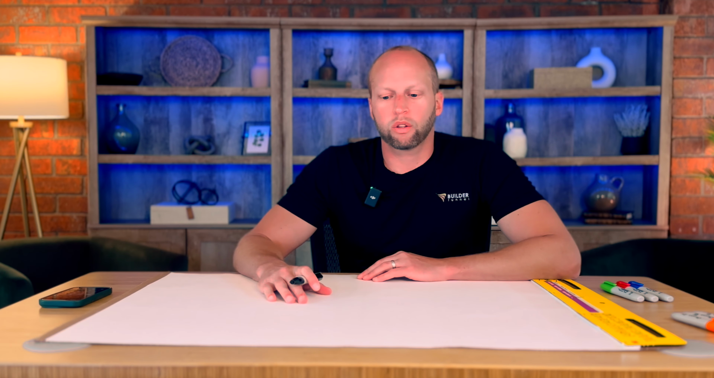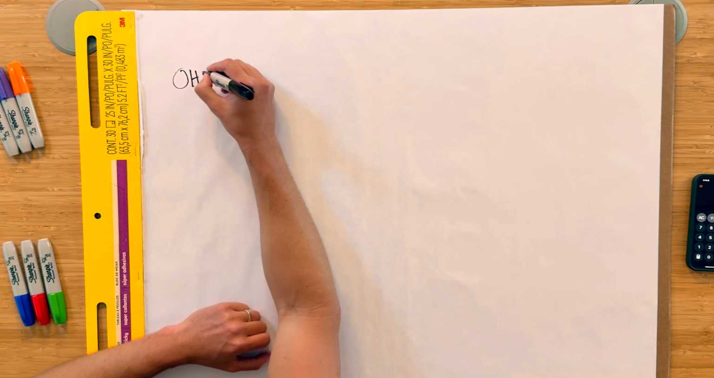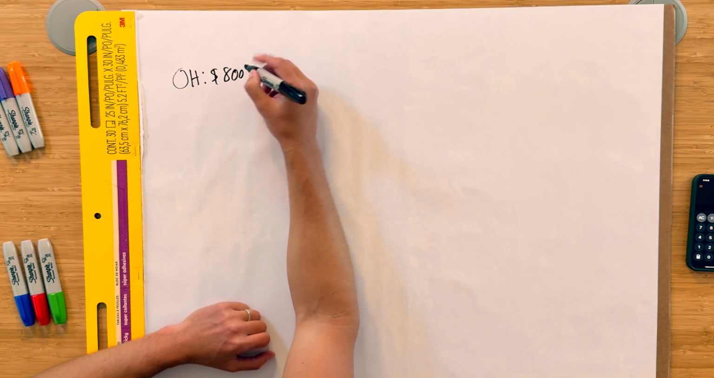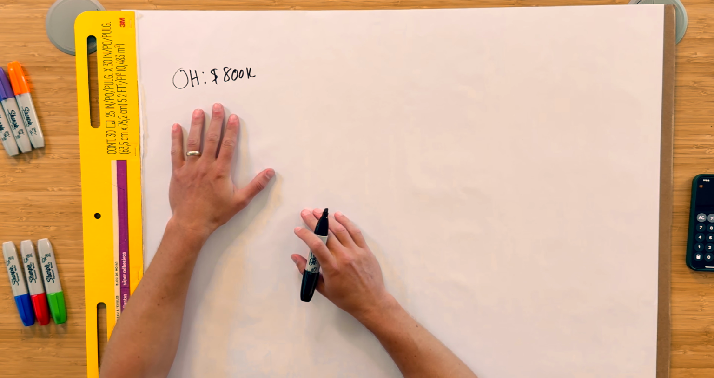Okay, so let's walk through a real example so that you can follow this and then plug in your own numbers to see where you are and where the profit maximization zone is. So we're going to start with our overhead. And our overhead is $800,000, and that's on an annual basis.